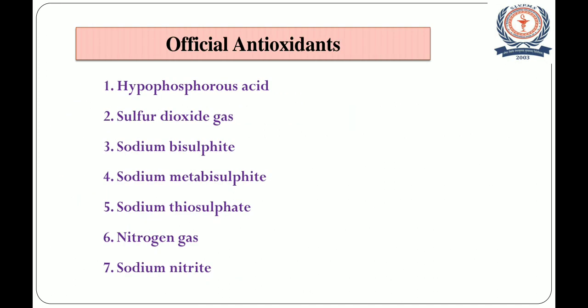Now, let us discuss the different official antioxidants. In board exams, a question can be asked for 2 marks: list out the official antioxidant preparations or antioxidant compounds. So here is the list: hypophosphorus acid, sulfur dioxide gas, sodium bisulfite, sodium metabisulfite, sodium thiosulfate, nitrogen gas and sodium nitrate. So among these 6 to 7, you can just enlist 4 to 5 for 2 marks.